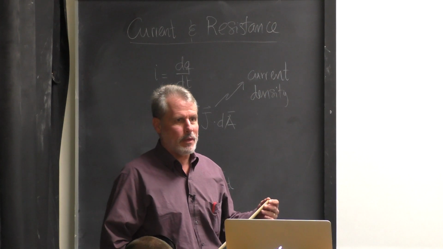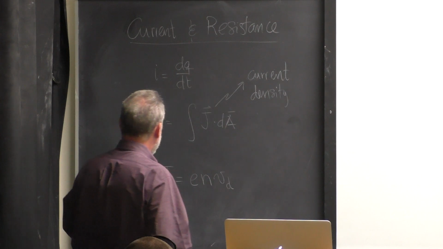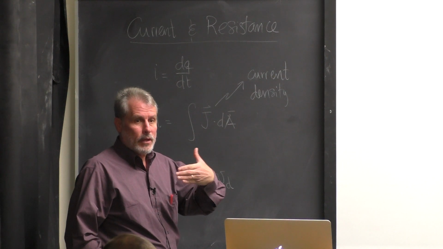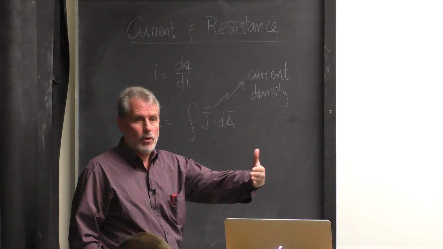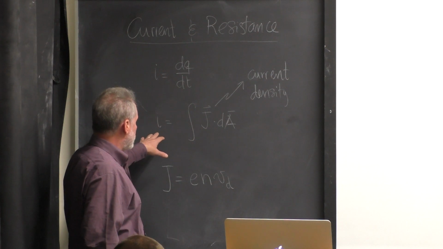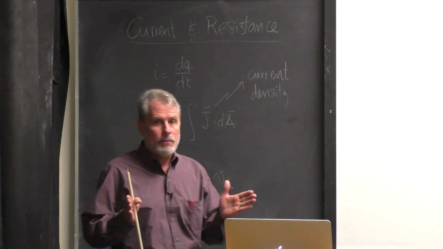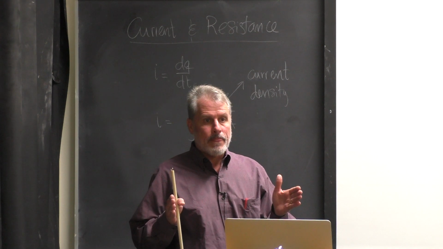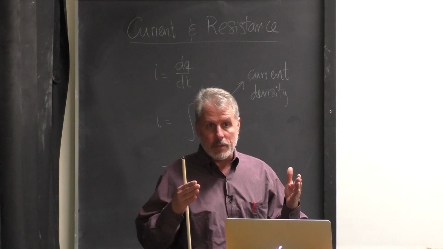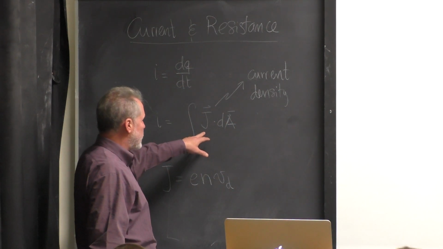To summarize what we have covered in this chapter, we are looking at current and resistance, where current is the rate of change of charge, or charge flowing over time. We also identified the current in terms of the current density. The current density is the current per unit area, the number of charges flowing per unit area per unit time, and so that has a vector.